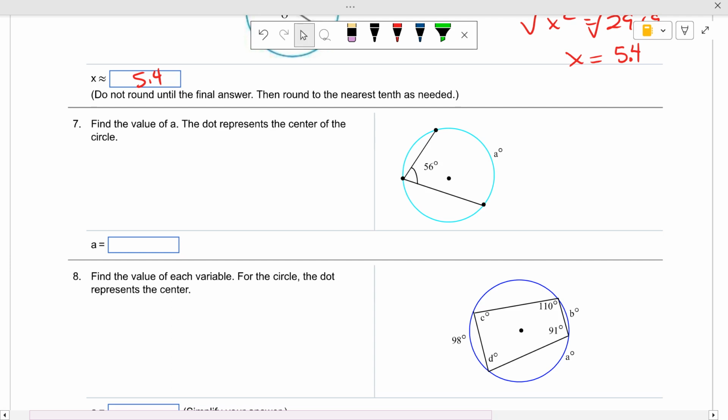56-degree angle. That angle is called an inscribed angle. The inscribed angle is 1/2 of the intercepted arc. You guys should have learned that from the last quiz. So 56 is half of A. So A must be 112. 112.